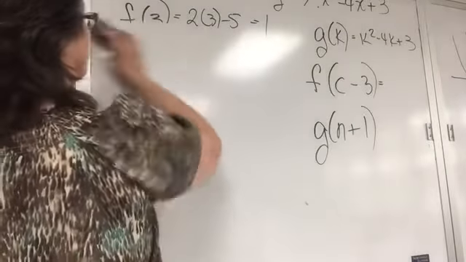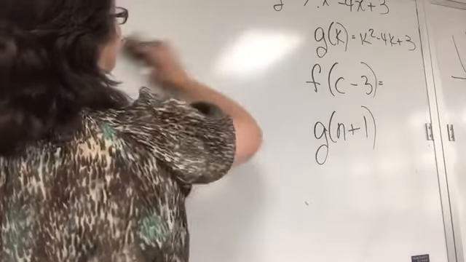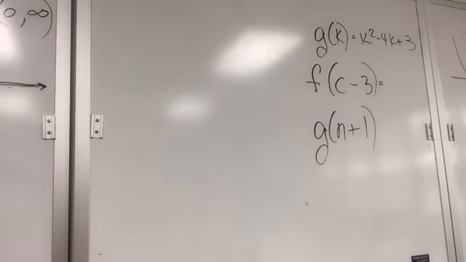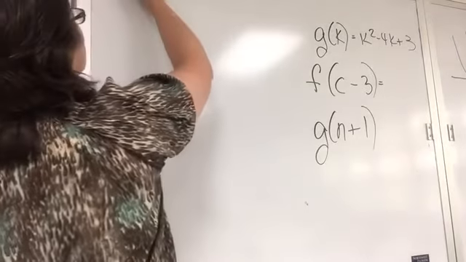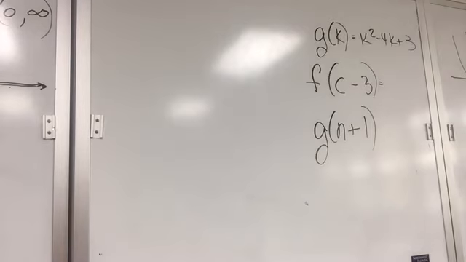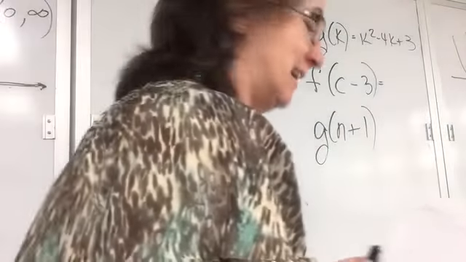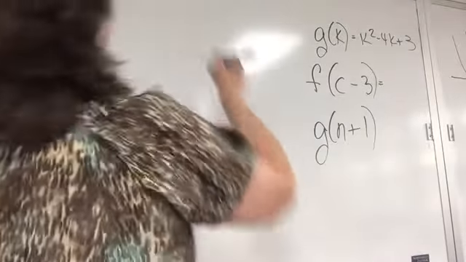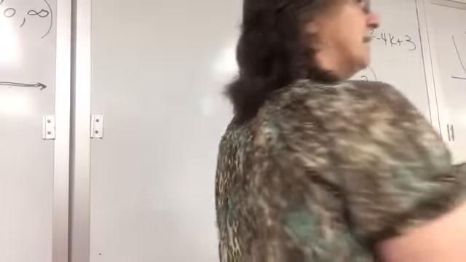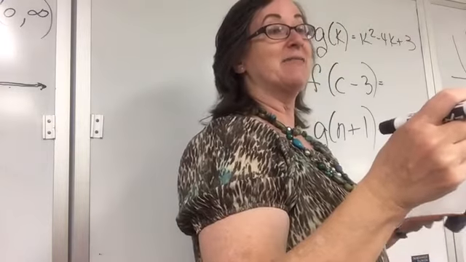Wait, can I get my answers first? All right, so anybody, we have one person answering a whole bunch. I want a few more answering. Is there anybody else that has done f of c minus 3? Okay, because I'm going to do it with you in just a minute. All right, give it to me. 2c minus 11. 2c minus 11 is correct. Good. Has anybody been successful with g of n plus 1?